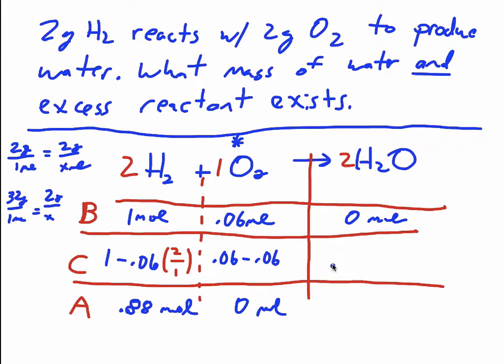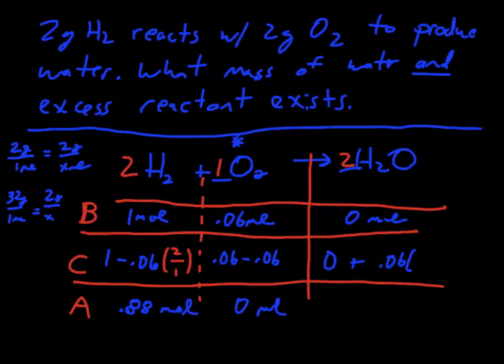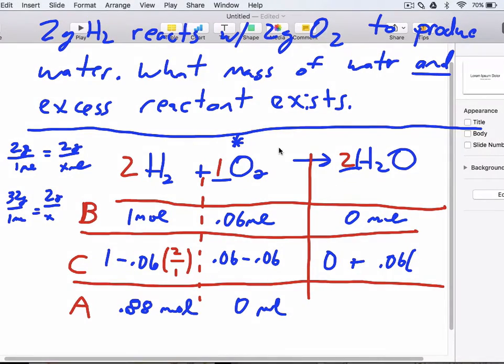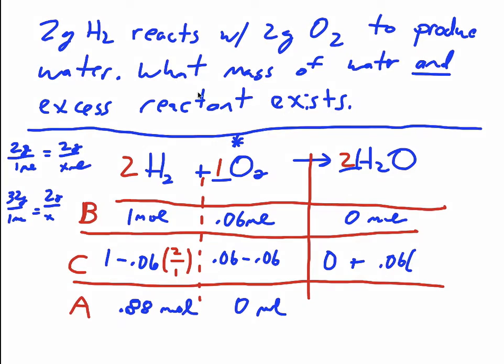And here now, I'm adding on this side. Anything below the 0 is always a plus, because I'm gaining water in this reaction, multiplied by the reference, so 0.06, multiplied by 2 over 1 again. So that's going to be 2 over 1 here. So 0.06 multiplied by 2, that should be 0.12.